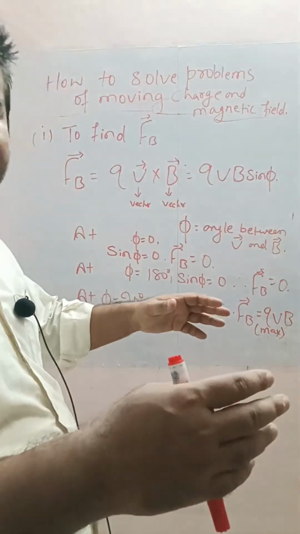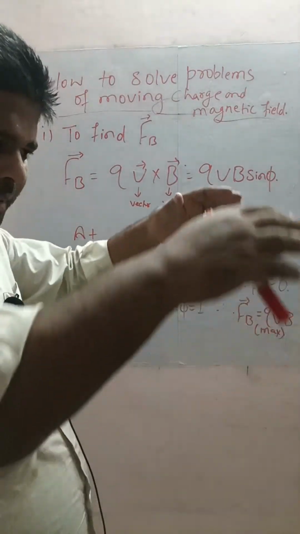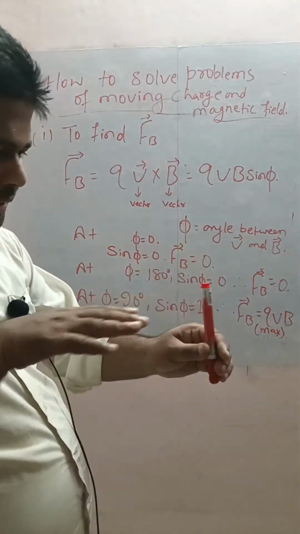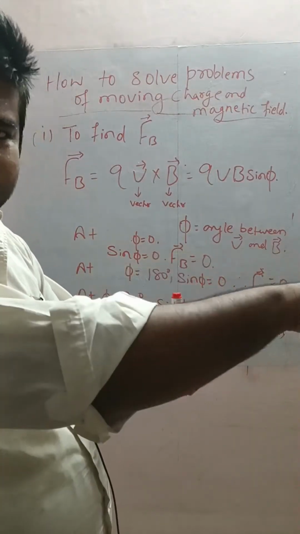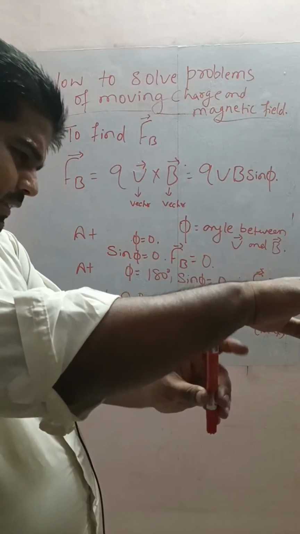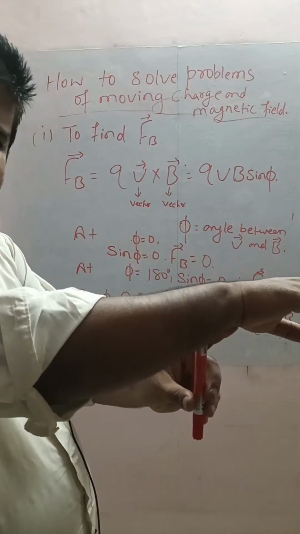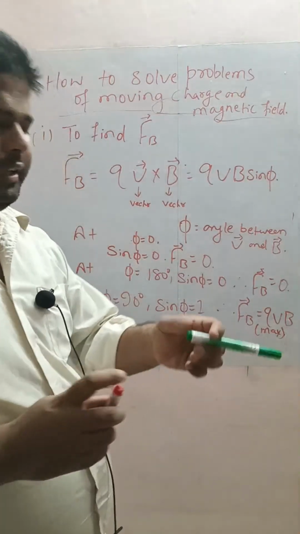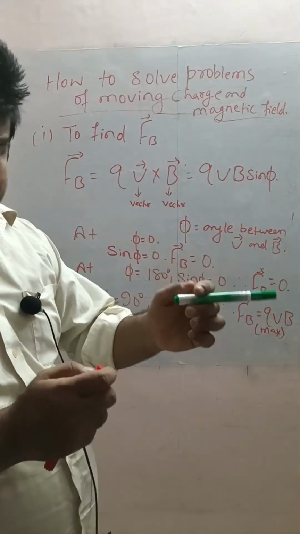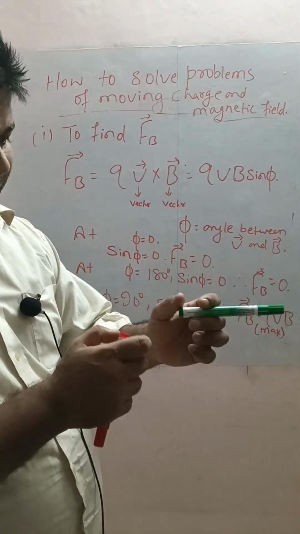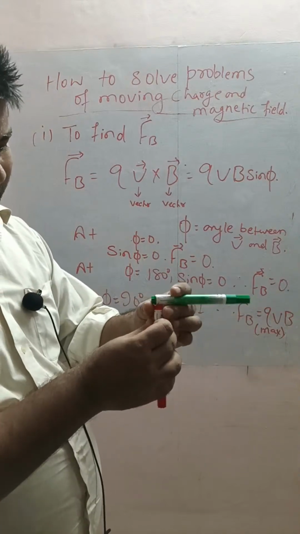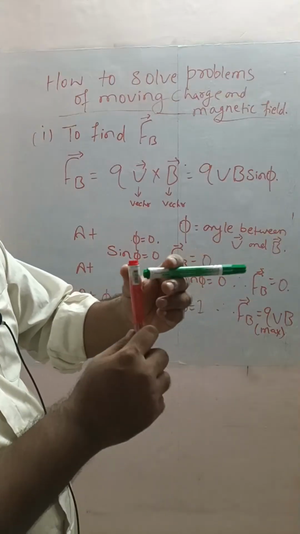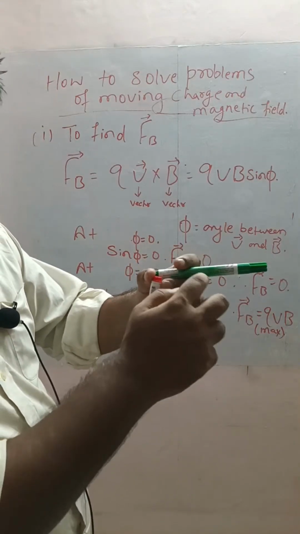If your magnetic field is given in one direction, suppose your magnetic field is towards down, this is the direction of magnetic field, and if the charge is moving in this direction, in that case the angle between the magnetic field and charge, see this green marker, green pen is showing the direction of magnetic field. Magnetic field is toward this, and this is the direction of the movement of charge, the velocity is in this direction. What will be the angle between them? They are at 90 degree.